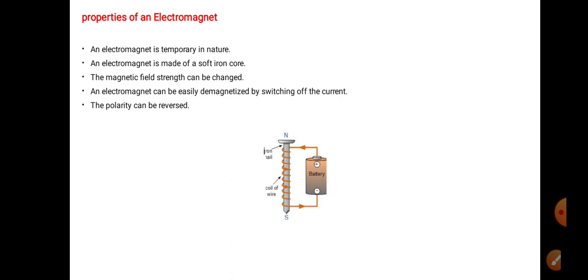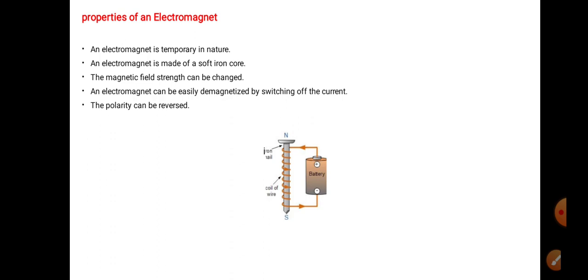This is not a permanent magnet. Okay. So, properties of electromagnets: they are temporary in nature. Then they are made from soft iron. Then field strength can be changed. Means if current is increased in this electromagnet, then magnetic field strength also increases.